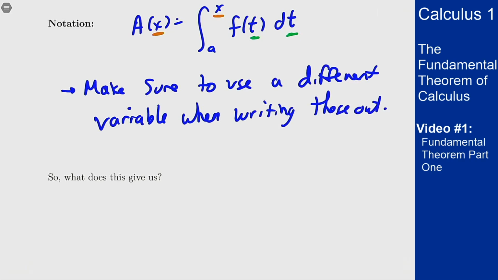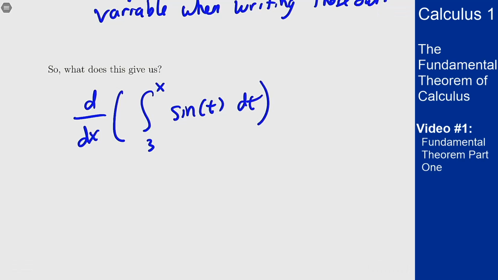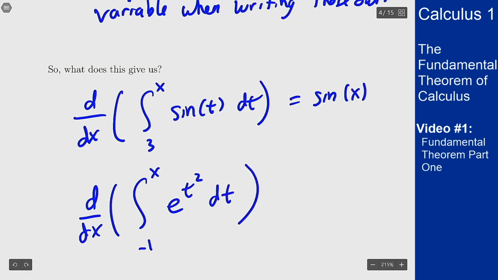So, what does this give us? Well, for example, if I want to take the derivative of the integral from 3 up to x of sine of t dt, my formula says that's just going to be f, the inside function where I plug in x. This should be just sine of x. Another example, derivative of the integral from -1 up to x of e to the t squared dt. Well, that's just going to be e to the x squared. I just take the function inside, that's e to the t squared, I plug in the x for the t, and that's what I get.